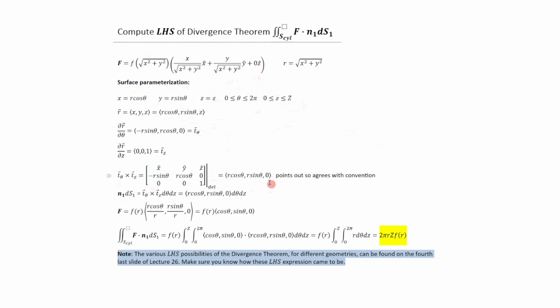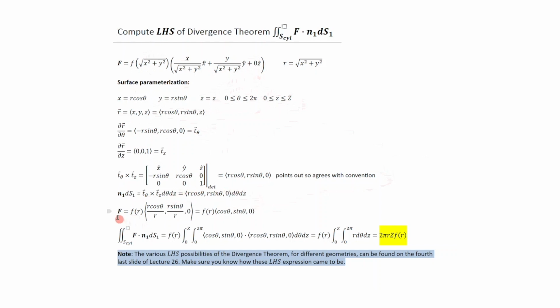And we have to check to make sure that this vector is pointing outwards, because the divergence theorem says the surface area vector should be pointing outwards from the surface, and it turns out this is agreeing with the convention. So we do not have to multiply by -1. All right, so n1 dS1 for the exterior cylindrical surface is just t theta hat cross tz hat, d theta dz, and you end up with this as the expression.